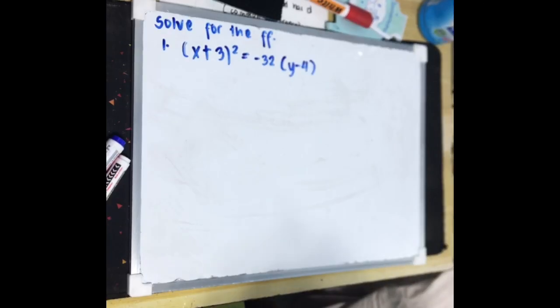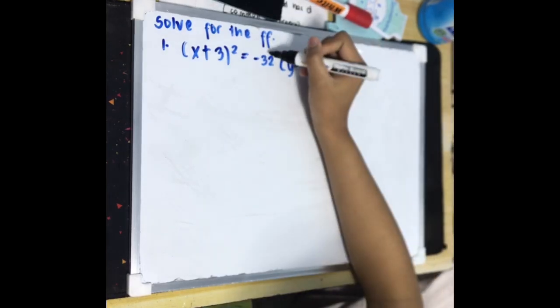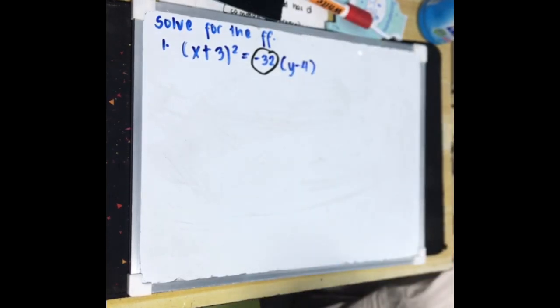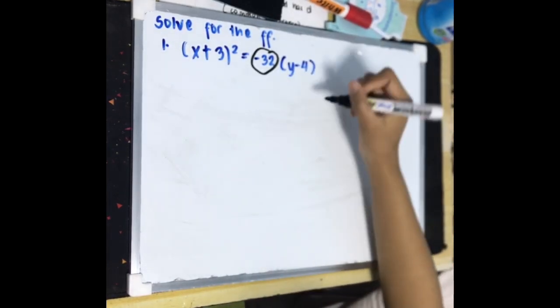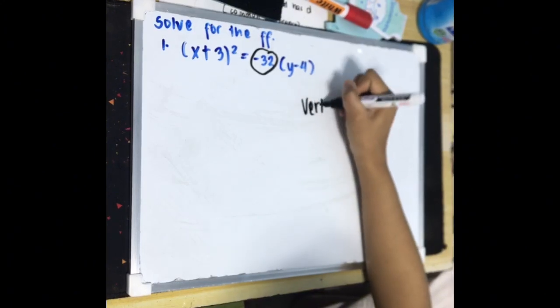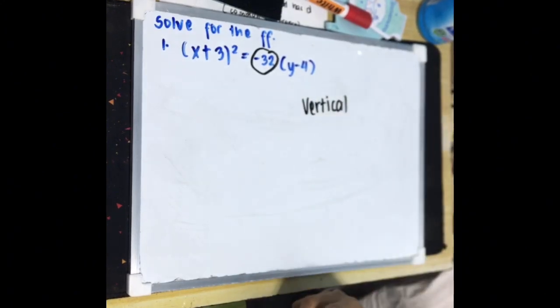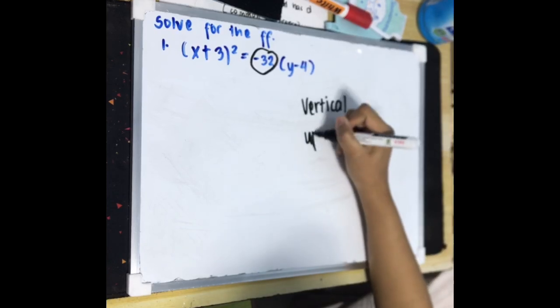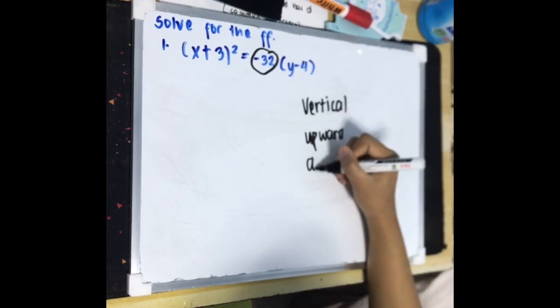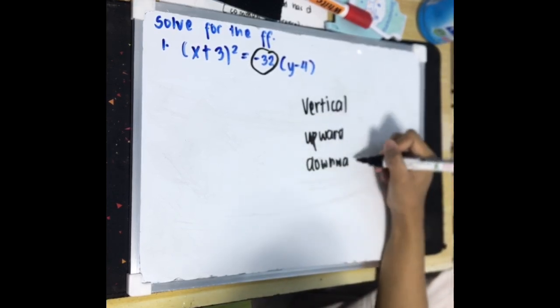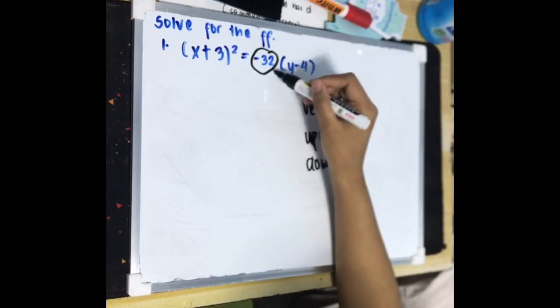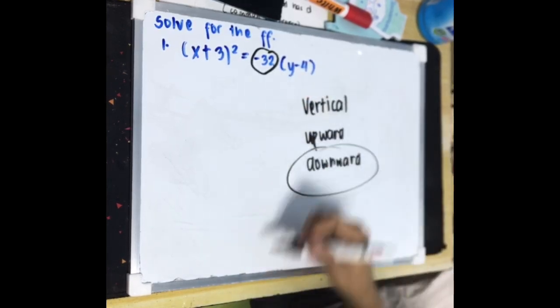So now, we're going to answer the following examples. So let's determine the opening. As usual, this is our 4p, and our 4p is negative, and our given is vertical. And dalawa lang yung choices natin, which is upward and downward. And as you can see, negative siya, so this is downward.